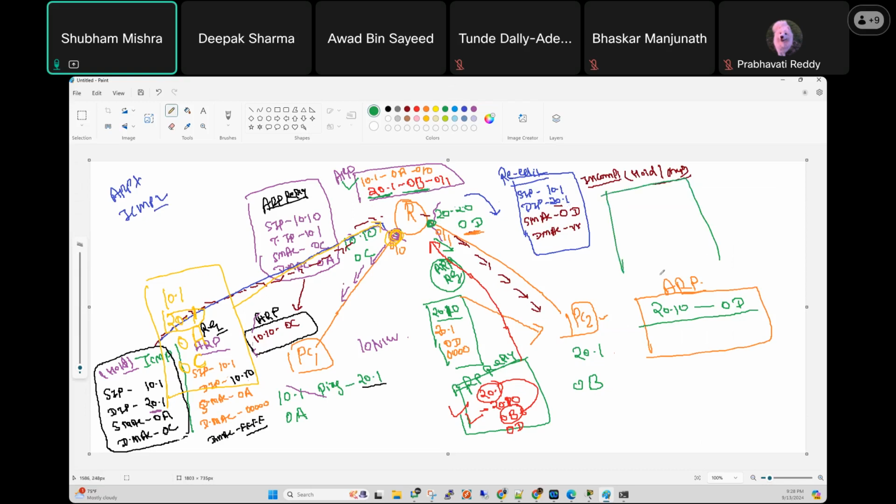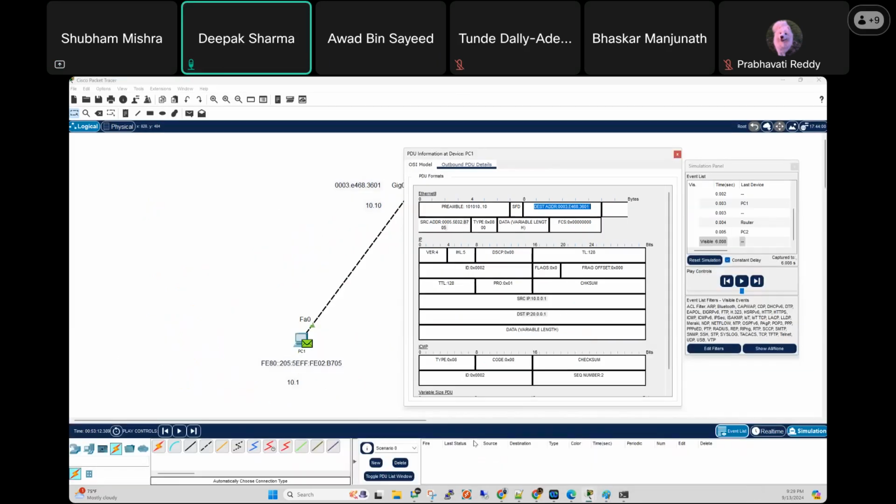The router again changes the header of the ICMP packet. In the ICMP packet, what is the source IP address? 10.1. Destination IP address, same, 20.1. What is the source MAC address? The source MAC address will be 0D. Router, 0D. Why am I getting a different answer?